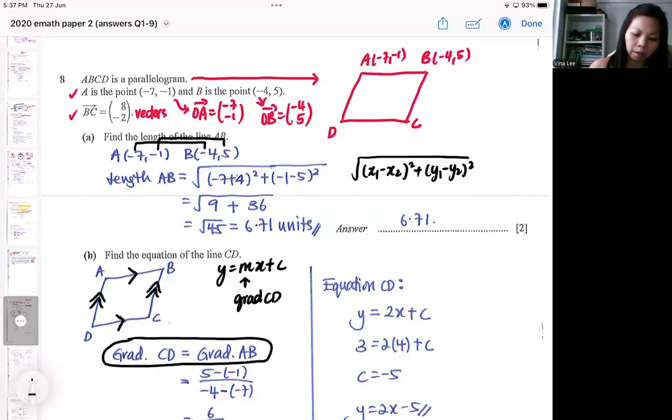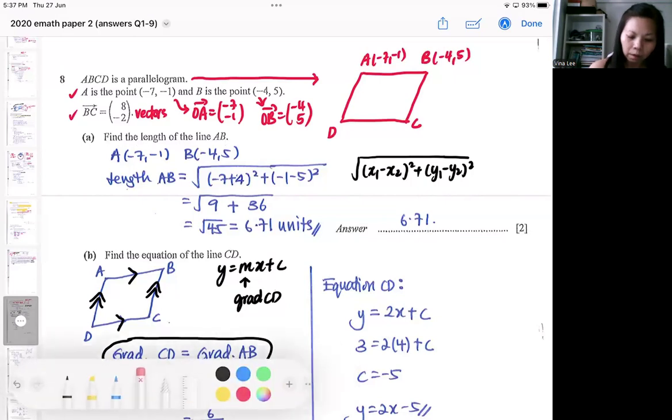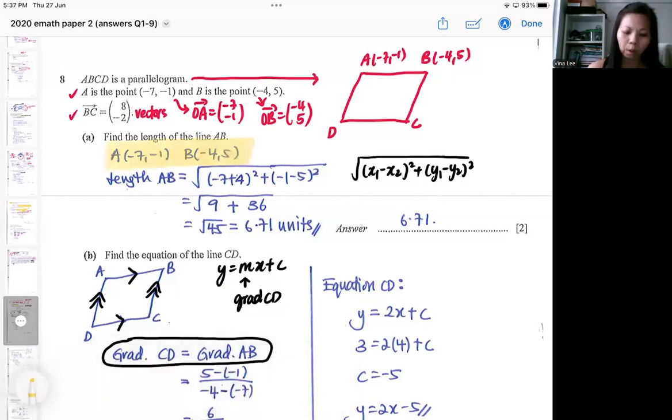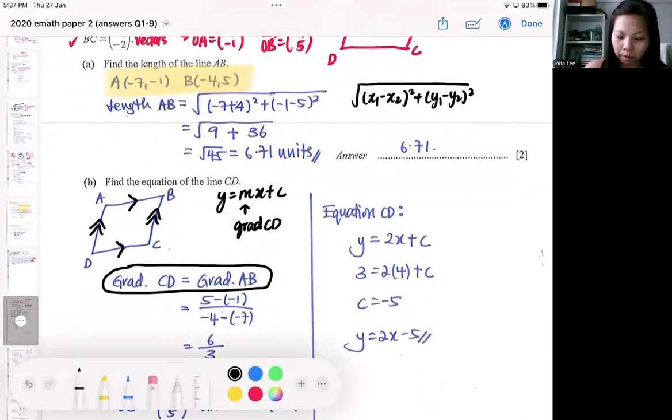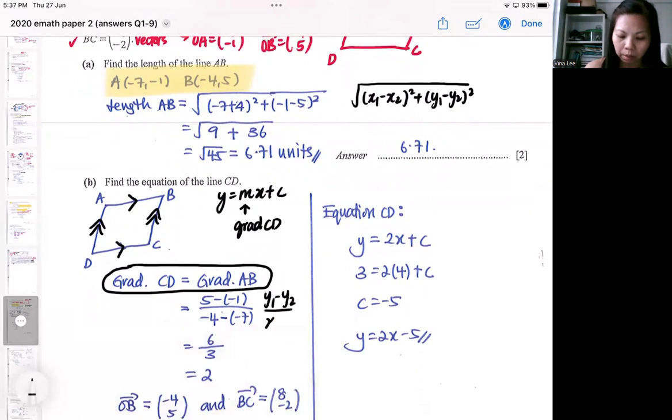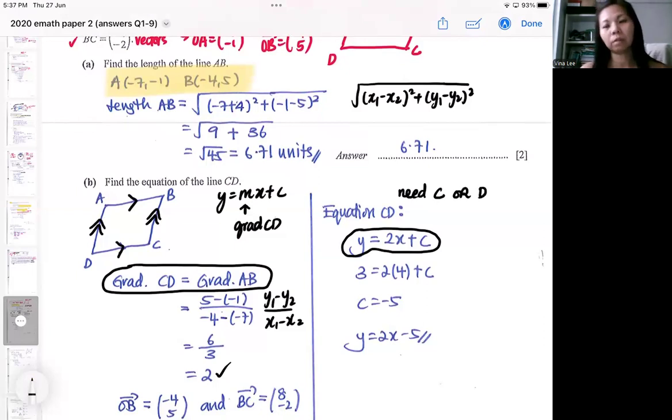And you have already gotten the coordinates. So using these coordinates, you apply the gradient formula. The gradient formula is just y1 minus y2 over x1 minus x2. Once you got the gradient, your equation will be almost there. But once you get your gradient, you need C or you need D. You need any point that's on the straight line. Common sense will tell you that. So you need either of the points.